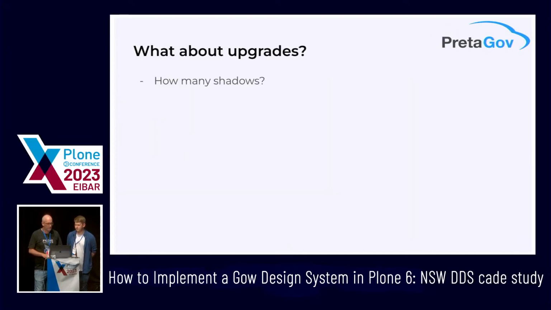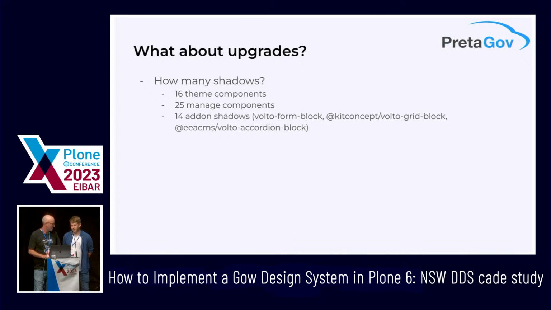Okay, so upgrades. I think this goes back to what I was saying originally about the cost. We did 16 theme components, the usual header, footer, logo, that kind of thing. We also had 25 magic components. Pretty much every block that was in Volto, we needed to adjust the HTML for to meet the needs of the design system. And then on top of that, all the blocks that weren't in Volto, similar story.